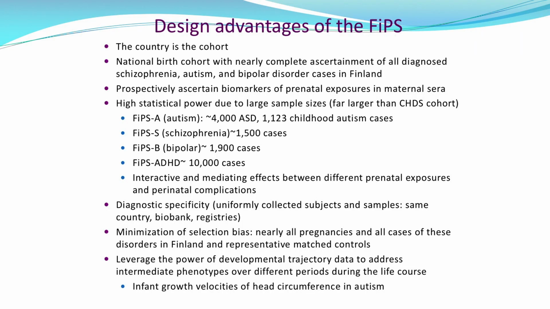The medical birth register I mentioned, and the population register. So the key is all these registers were linked together, and that was really important for being able to do this whole study. So the design advantages, well, first, the country is the cohort, and we had nearly complete ascertainment of all diagnosed schizophrenia, autism, and bipolar disorder cases in Finland. We were able to ascertain biomarkers of these exposures then with the sera, as I mentioned. And the key was we got quite large samples.